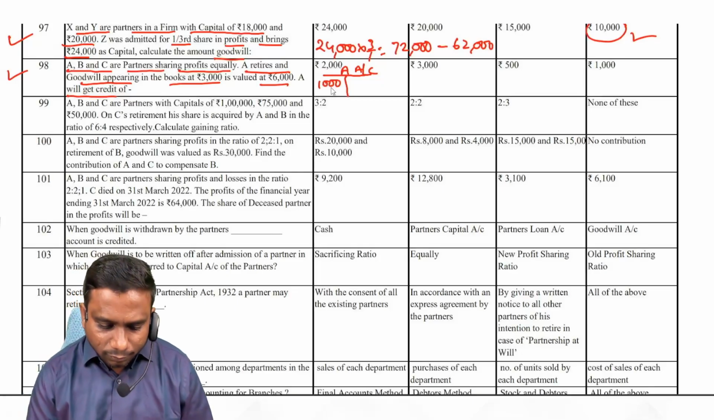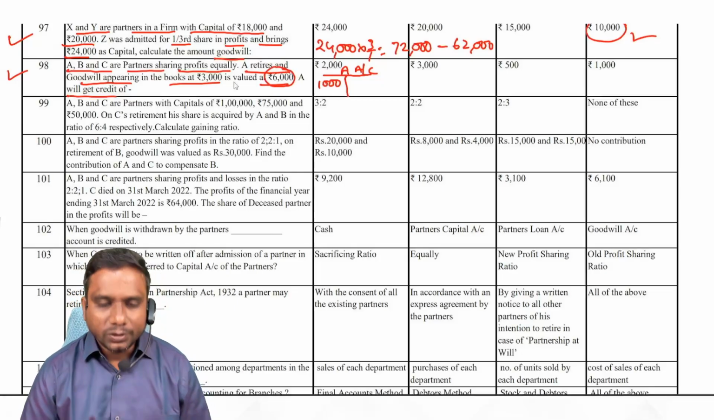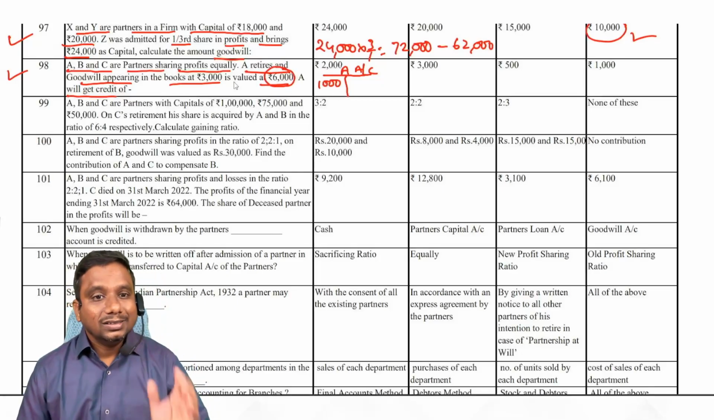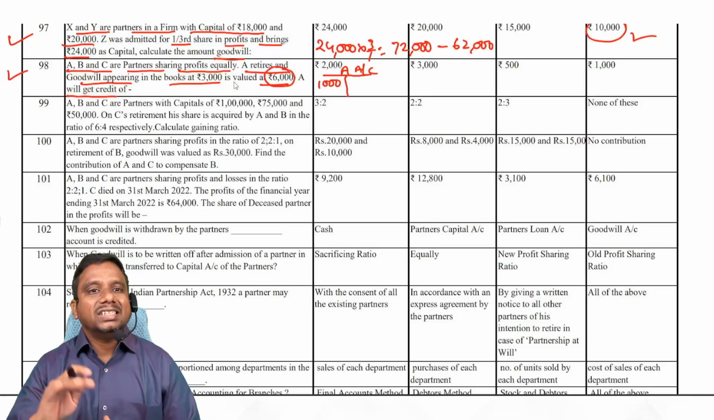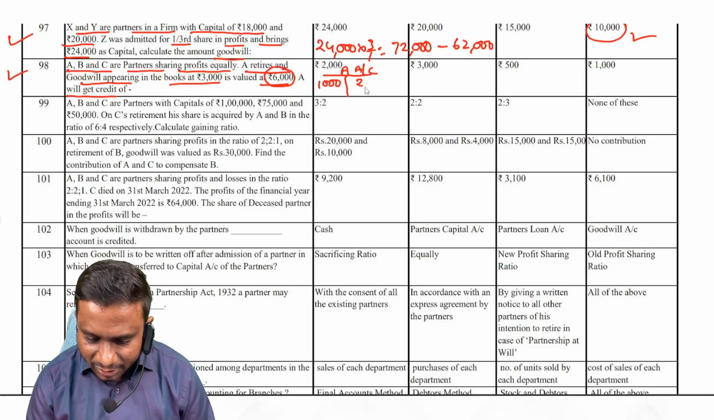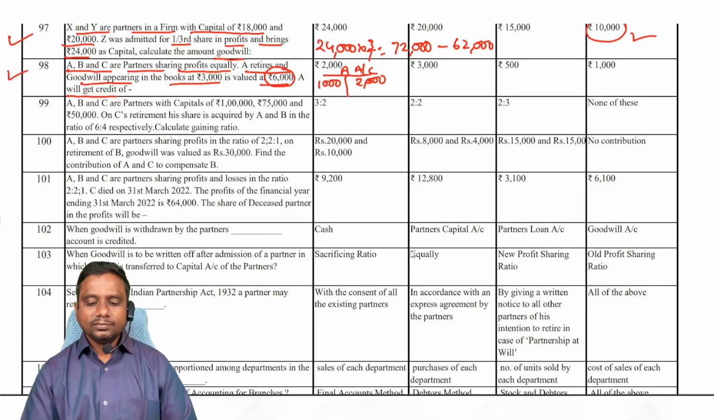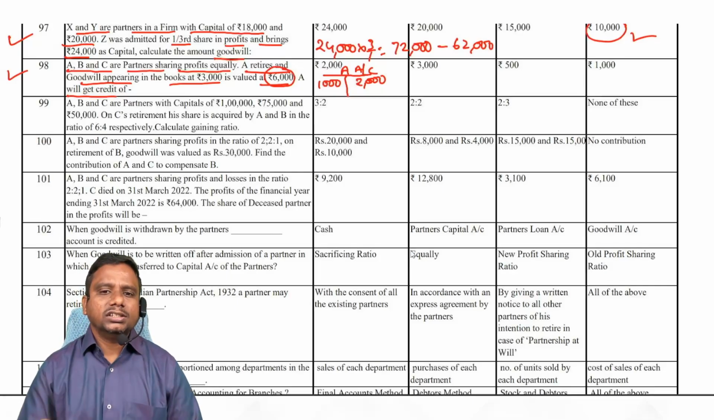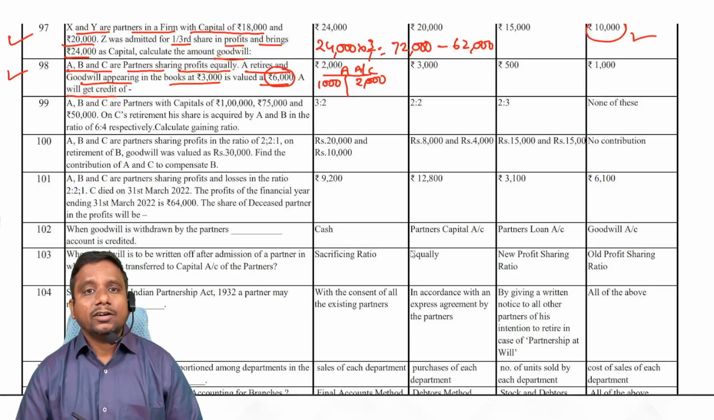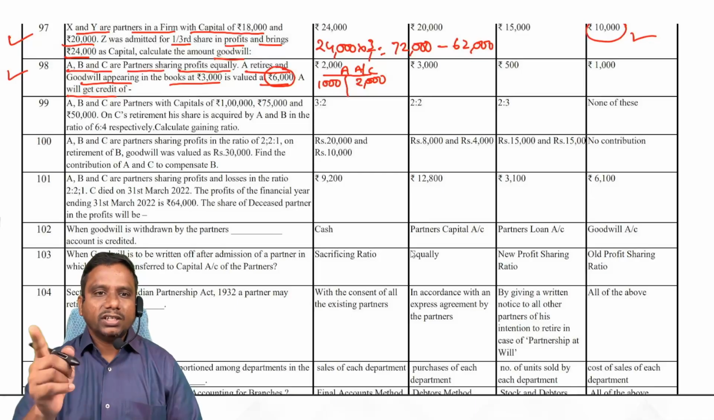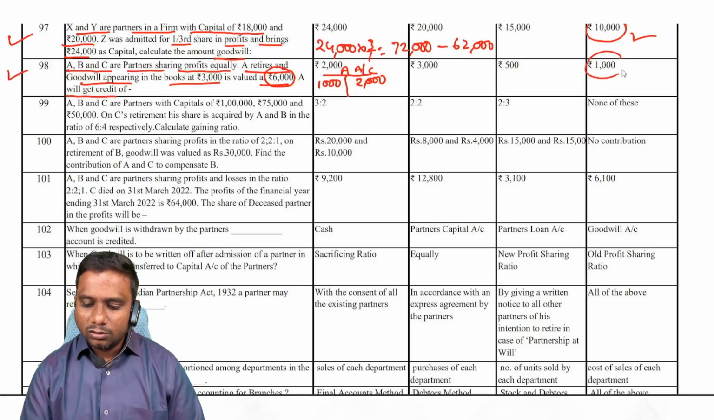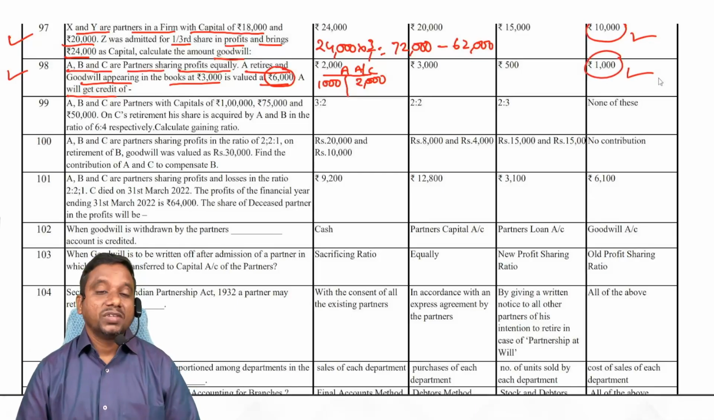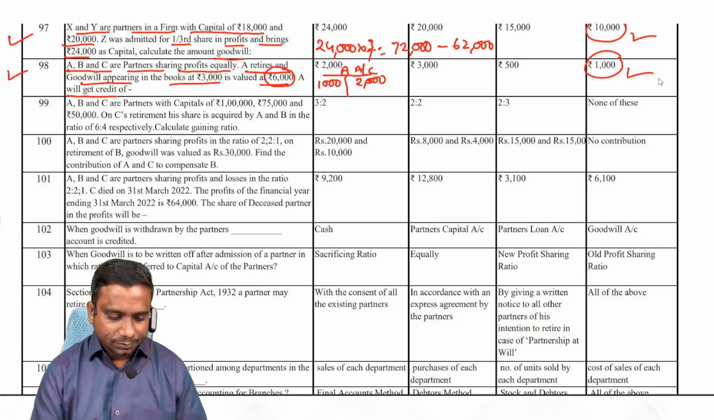Now the goodwill is valued at 6,000 rupees. Out of this 6,000 rupees, how much is A's share? 2,000. So now we credit 2,000 rupees. Now you tell me, only A account is credited with how much? What is the difference? 1,000. So finally, A account is credited with 1,000 rupees. Yes or no, student?